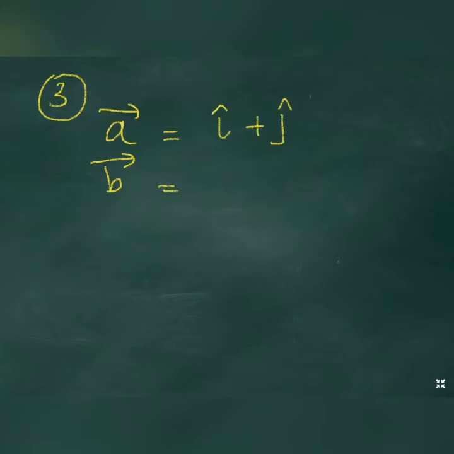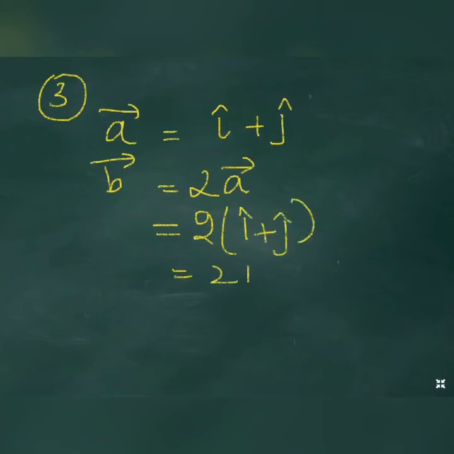Question number 3. Write two different vectors having the same direction. So here we will take two vectors, vector A and vector B. Let us write vector A as i cap plus j cap, and let us multiply twice of vector A, which will be 2 into i cap plus j cap, which will be equal to 2 i cap plus 2 j cap.